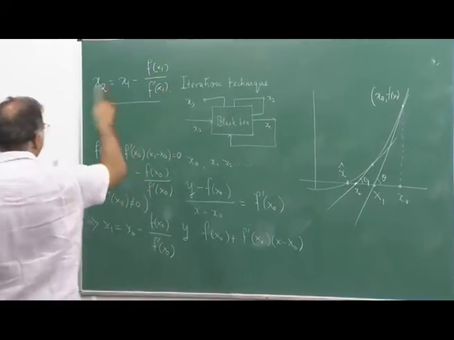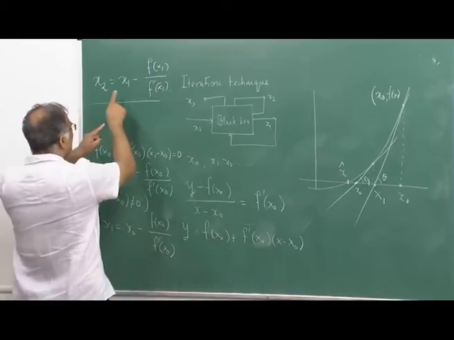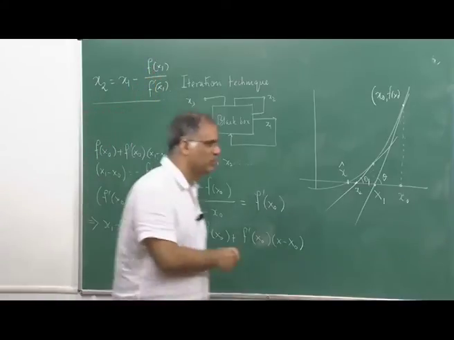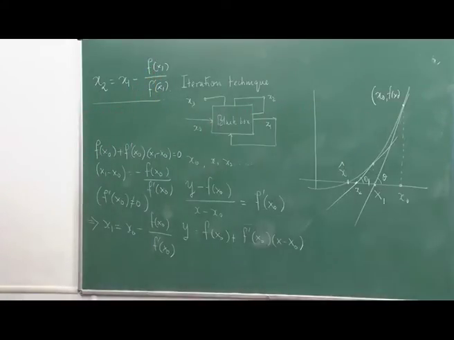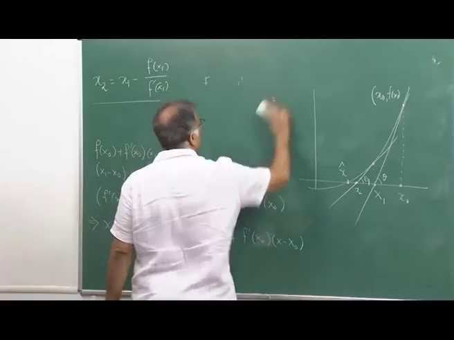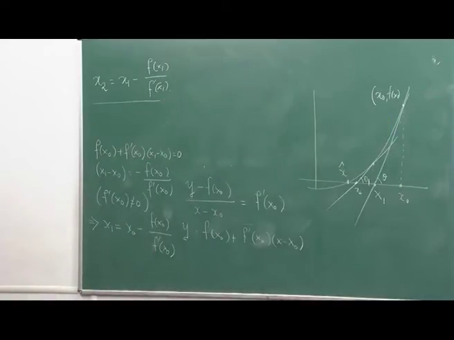So this is the feedback mechanism. I am just replacing. So if I want x3, I will put x3 is equal to x2 minus f(x2) by f dash(x2). But this allows me to write a very general scheme for computing something through Newton's method.